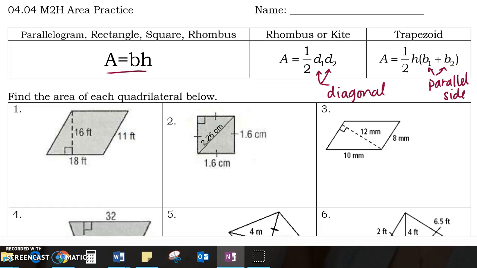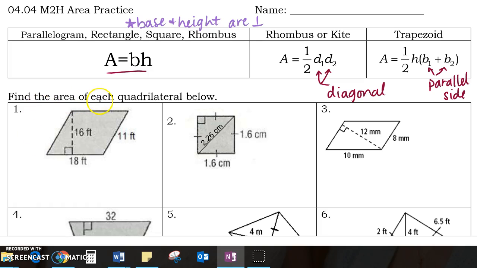And last but not least, before we move into this, just as a note, the base and height of any of these shapes are always perpendicular, which means that they form a right angle. Okay, so whenever you're looking for the base and height, they have to form a right angle. Okay, so let's take a look at number 1.